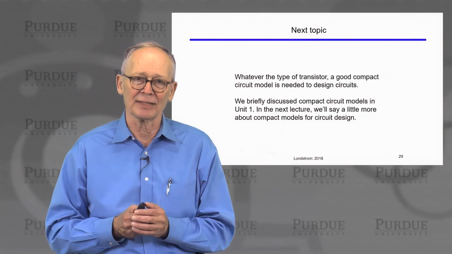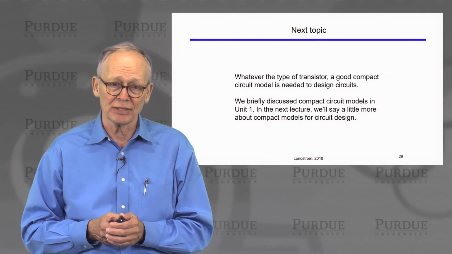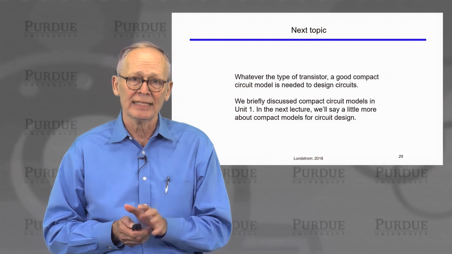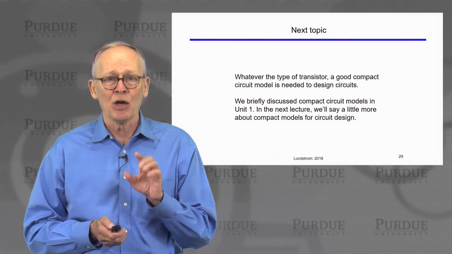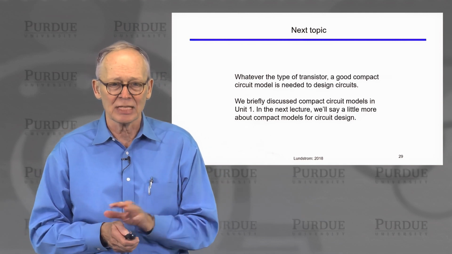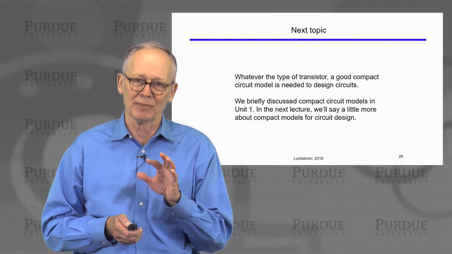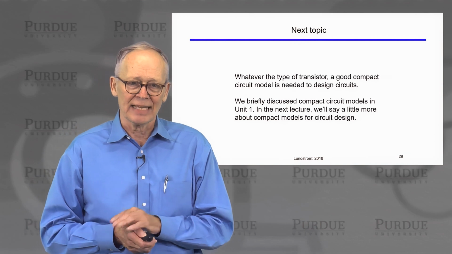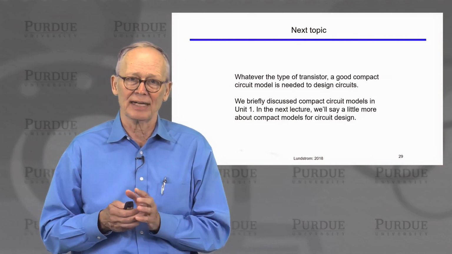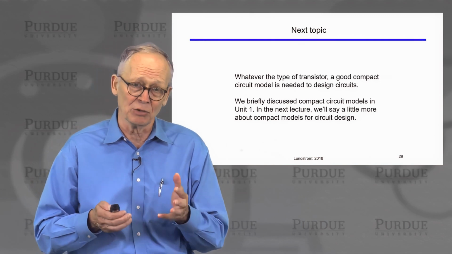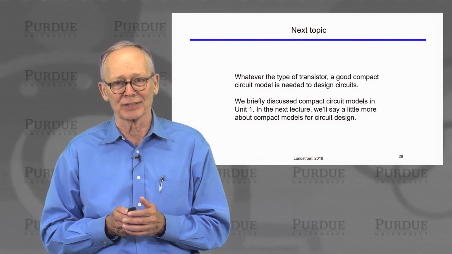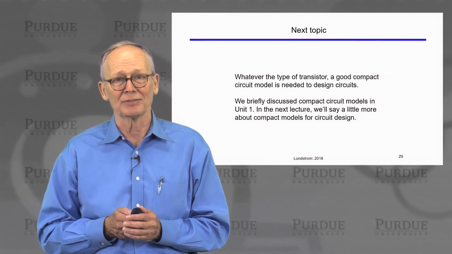We've covered a lot of topics in this unit. The next topic that I would like to revisit is the topic of compact models. Whatever type of transistor we're developing or using in applications, we need a good compact model to design circuits. And we briefly discussed this in Unit 1. I'd like to revisit compact models briefly now that we know more about transistors and say a few more words about compact models for circuit design. That'll be our topic for the next lecture.